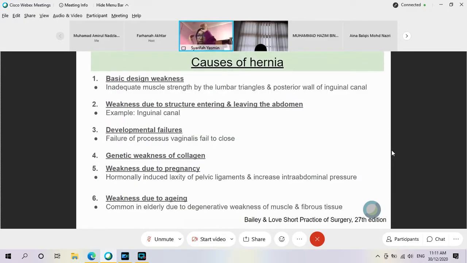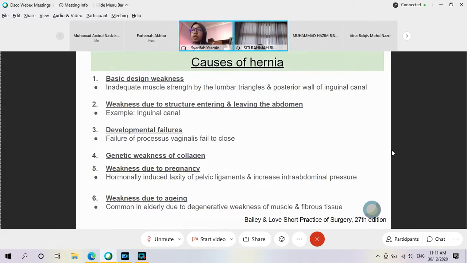These are the causes of hernia. The first one is basic design weakness. Despite the complex design of the abdominal wall, the only natural weaknesses caused by inadequate muscle strength are the lumbar triangles and the posterior wall of the inguinal canal. The lumbar triangle is not as thick as the rest of the abdominal wall, so this is a site of potential weakness that can lead to a hernia.